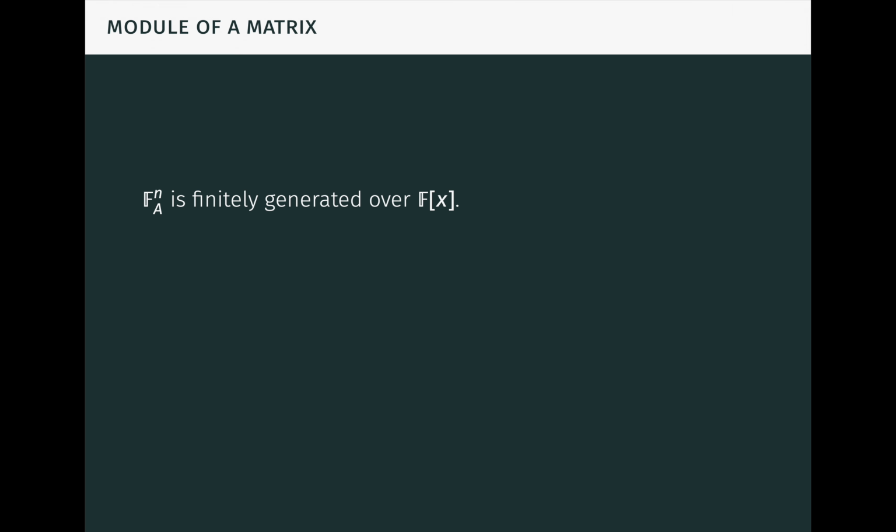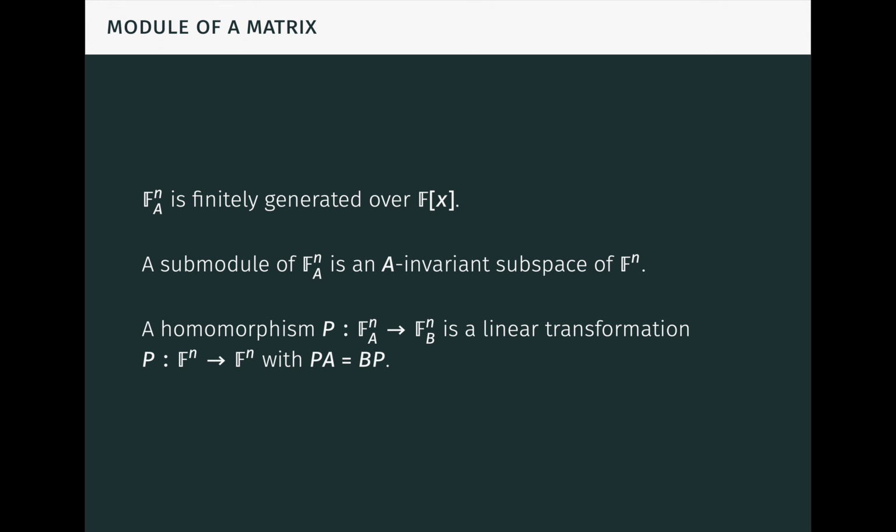The module F^n_A is finitely generated over the ring F[x], for example by the standard basis vectors over F. These vectors don't form a basis for the module over F[x] because they're not linearly independent over F[x], but they still span. A submodule of F^n_A is just an A-invariant subspace of F^n, as you can verify. And a module homomorphism from F^n_A to F^n_B, where B is another n by n matrix over F, is just a linear transformation of the vector space F^n which intertwines A and B in the sense seen here, as you can also verify.